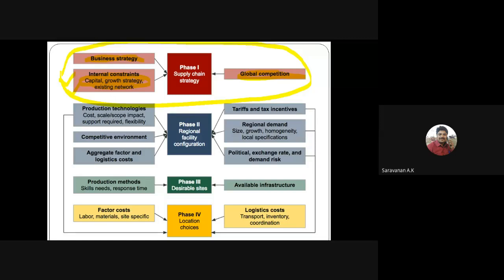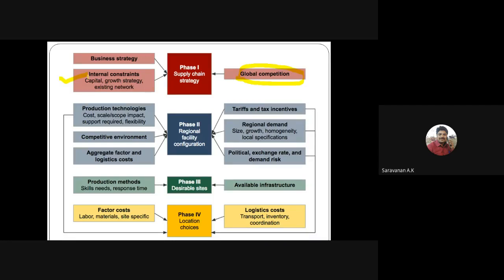Next, the managers must forecast the evolution of global competition. The manager has to see whether the competition in each market is at the level of the local market or a globalized one. The managers must also identify the constraints on available capital, growth, and existing facilities or existing network, or whether we have to form a new partnership. Those terms we have to see.